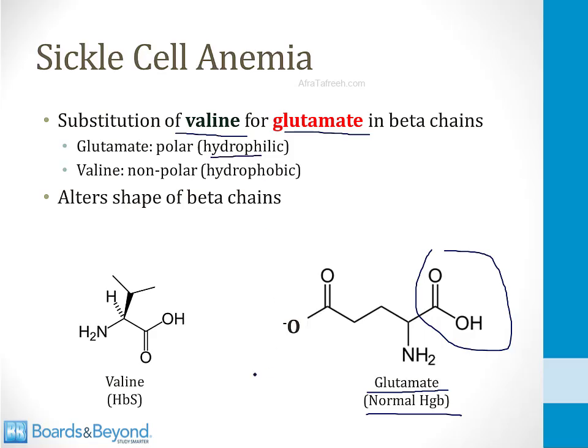In patients who have sickle cell anemia, a glutamate amino acid is exchanged for a valine. Valine has many more carbon-hydrogen groups. This makes it a nonpolar molecule and much more hydrophobic compared to glutamate. This will alter the shape of the beta chains, and that's responsible for the pathology of sickle cell anemia.